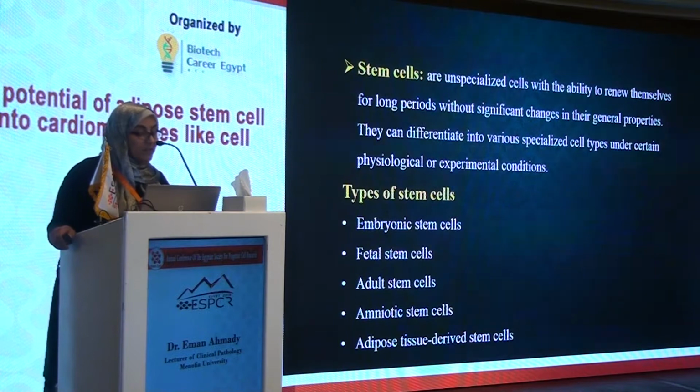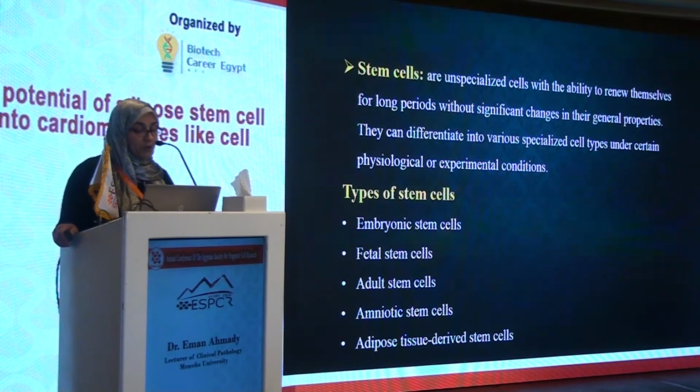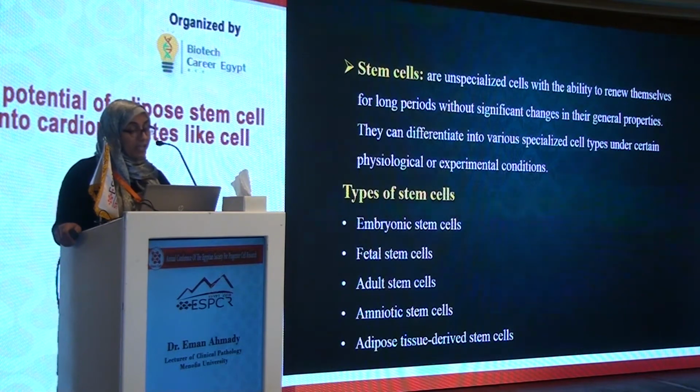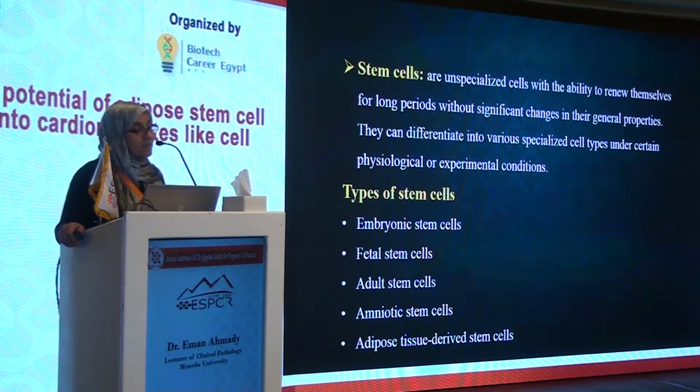Stem cells are unspecialized cells with the ability to renew themselves for a very long period of time without significant changes in their general properties. They can differentiate into various specialized cell types under certain physiological or experimental conditions. What are the types of stem cells? There is the embryonic stem cells, the fetal stem cells, adult stem cells, amniotic stem cells, adipose tissue-derived stem cells.